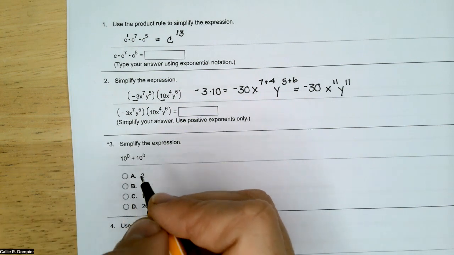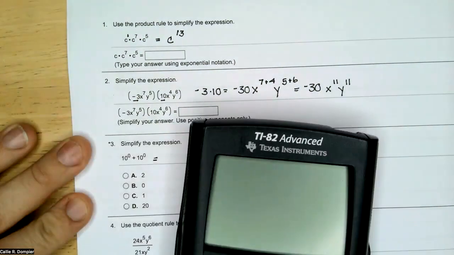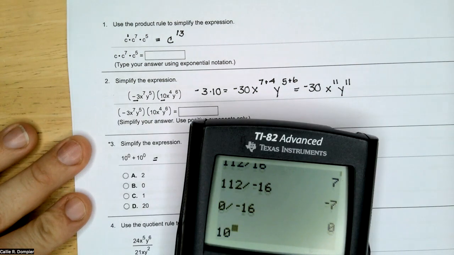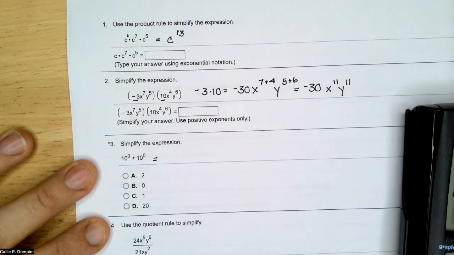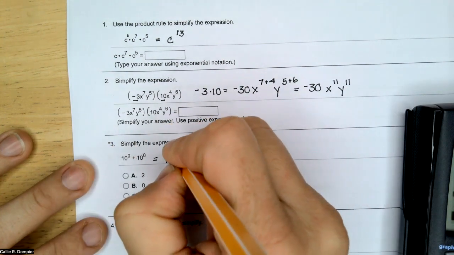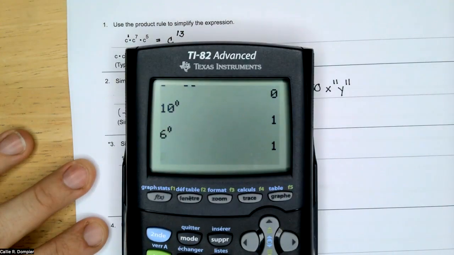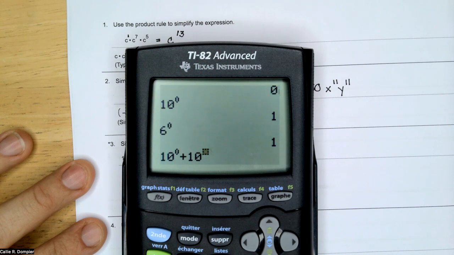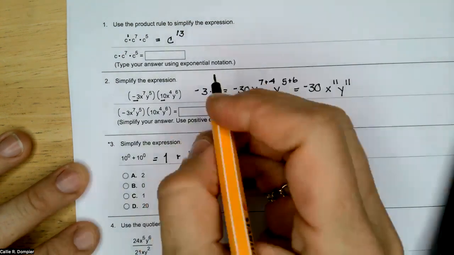10 to the 0 power plus 10 to the 0 power. Remember that anything, and you can check this with your calculator, anything to the 0 power is 1. Even if it's x to the 0 power, no matter what x is, you're raising it to the 0 power, so it's always going to be 1. So 10 to the 0 is 1, and 10 to the 0 is 1. 10 raised to the power of 0 plus 10 raised to the power of 0 is actually 2, because that's 1 plus 1. Kind of a trick.